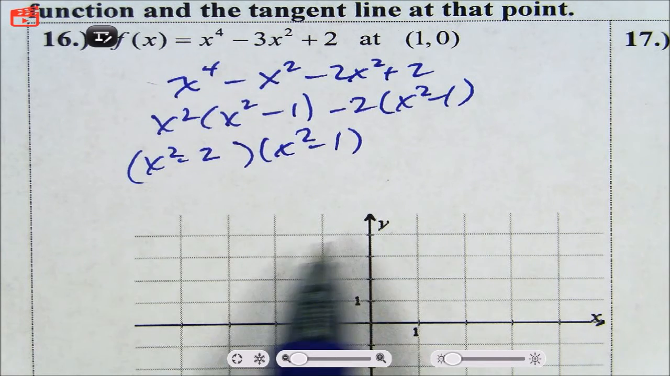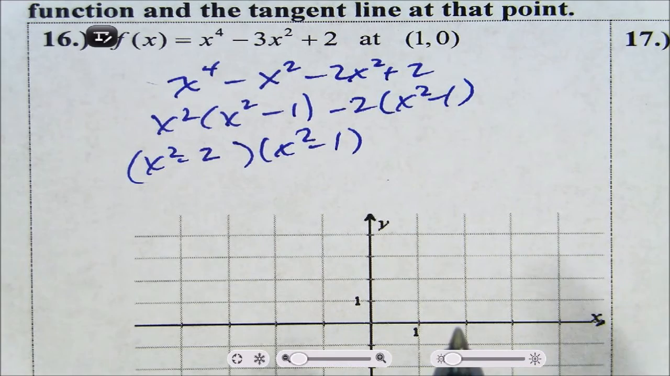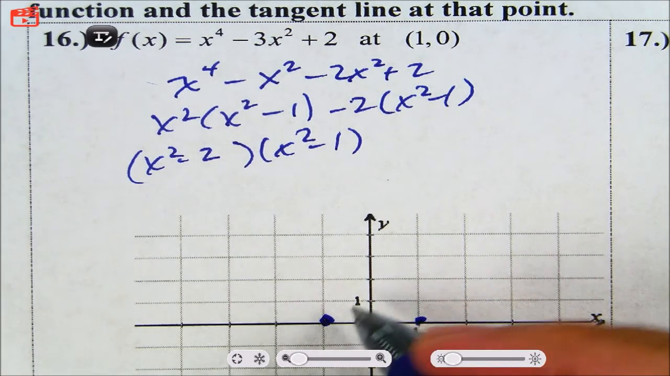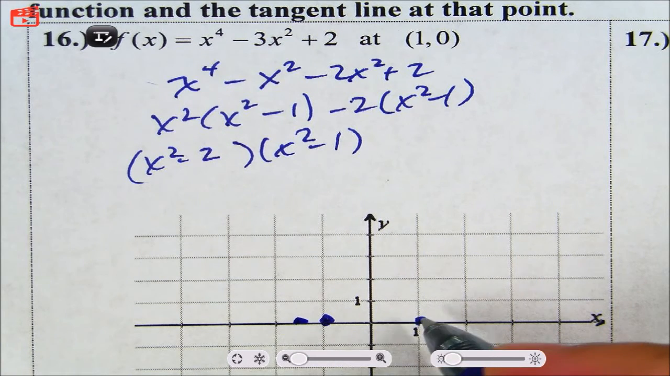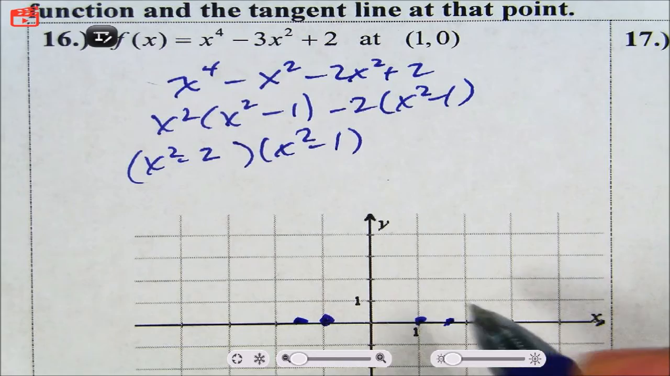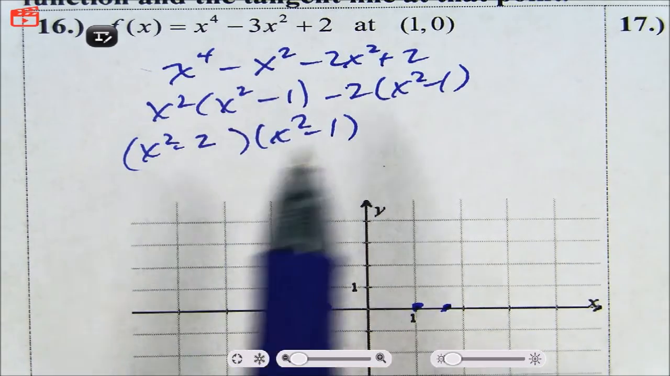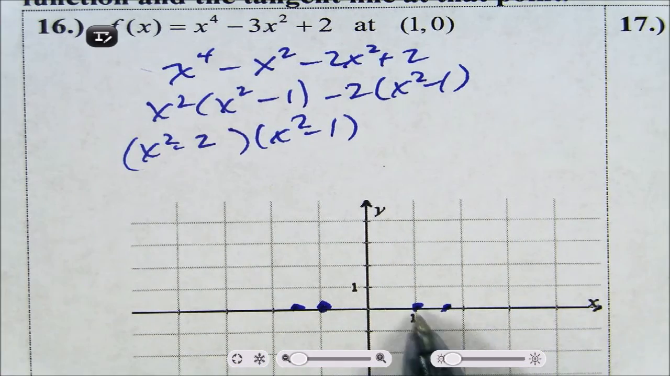So this is not a parabola. This is like a W. There's a 0 at negative 1, positive 1, negative square root of 2, which is about here, and positive square root of 2, which is about here. And the leading coefficient is positive. Okay, let's plug in the 1, 0. Or where's the 1, 0? Oh, it's right here.